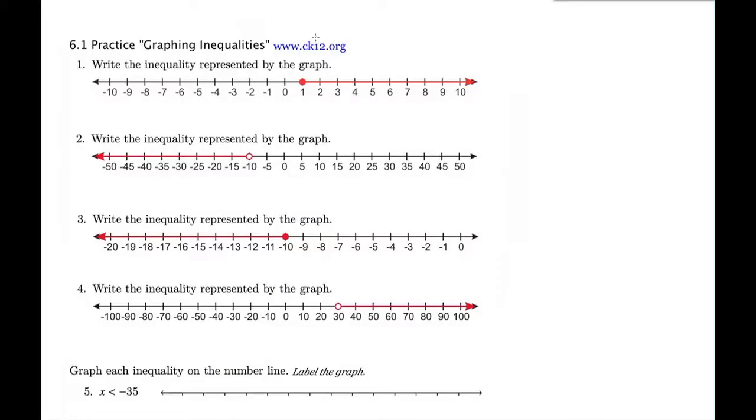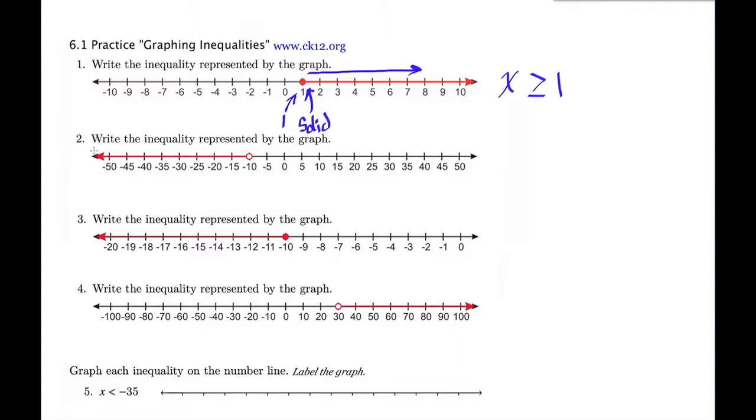We're going to go over the 6.1 practice set, Graphing Inequalities, from the CK-12 ebook. So number one, write the inequality represented by the graph. Okay, so we can see that we have a solid point here at positive 1, and it's all values greater than that. So I can say that x has to be greater than or equal to 1, because it's solid. X is greater than or equal to 1. All the values greater than or equal to 1.